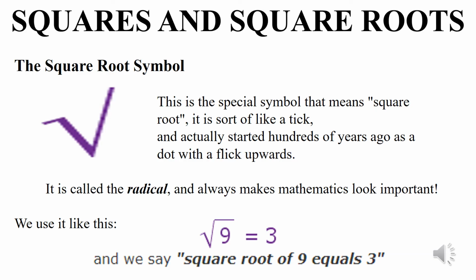The square root symbol. This is the special symbol that means square root. It is sort of like a tick, and actually started hundreds of years ago as a dot with a flick upwards. It is called the radical and always makes mathematics look important. We use it like this, and we say square root of 9 equals 3.